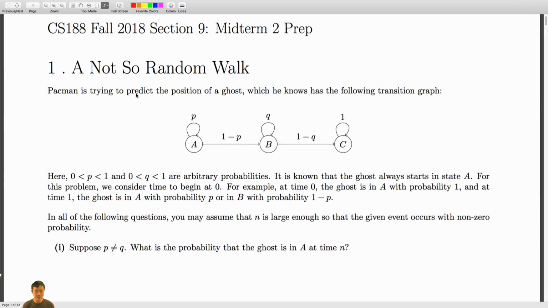Today we'll be taking a look at some of the concepts that will be covered on Midterm 2. The first question we're going to look at covers probability.